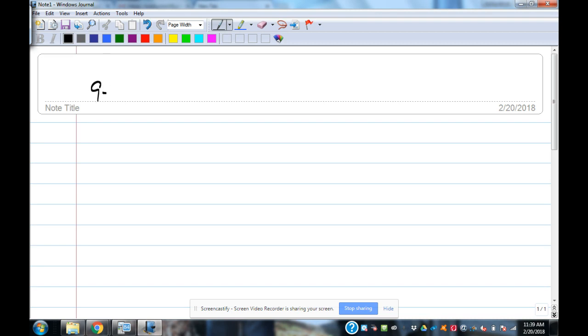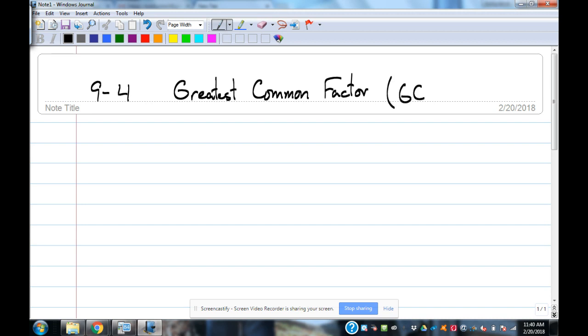All right, section 9-4, greatest common factor. And you'll hear me refer to that as the GCF, greatest common factor. You may have heard that called greatest common divisor at some point in life. Not necessarily any different. It's actually the exact same thing. So if you hear greatest common divisor, or if you Google greatest common factor and it comes back greatest common divisor, that means the same thing. They're exactly the same thing.